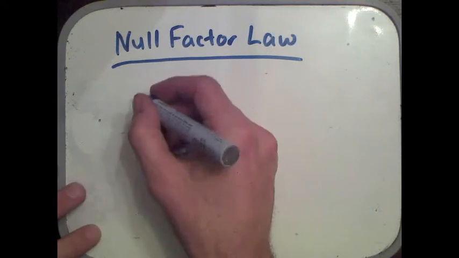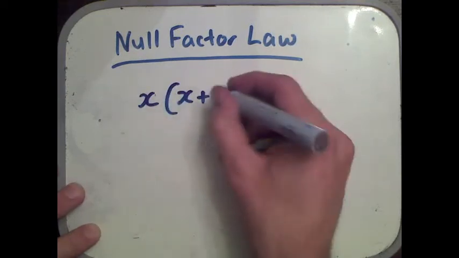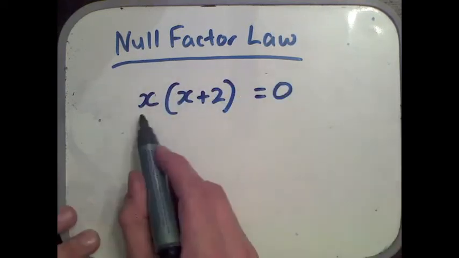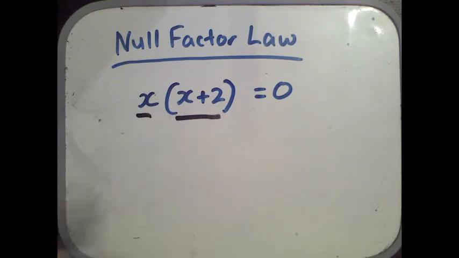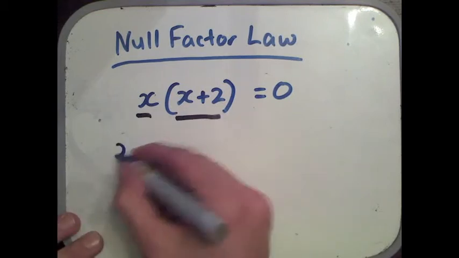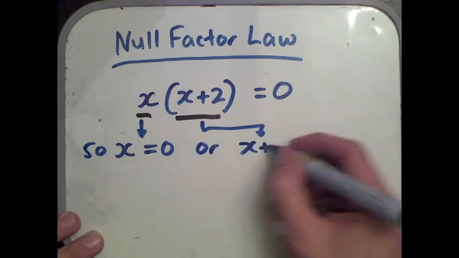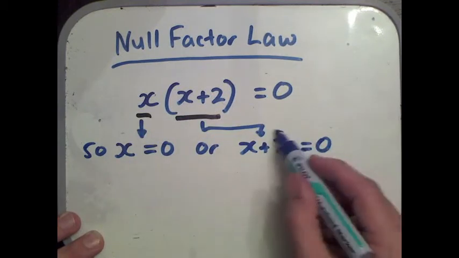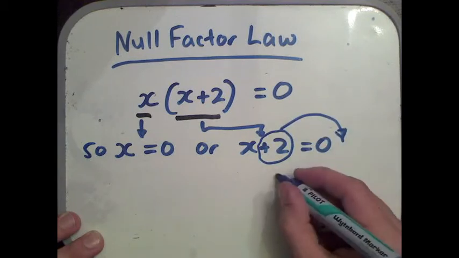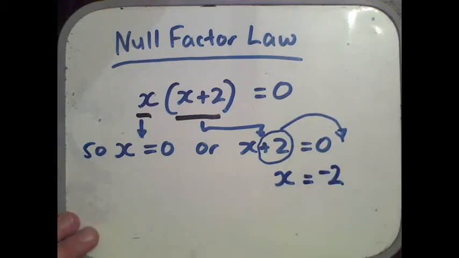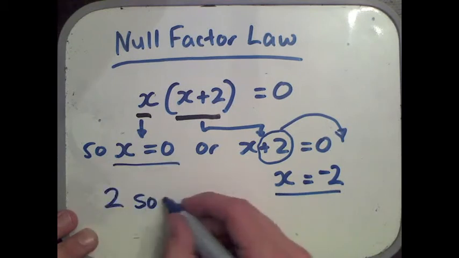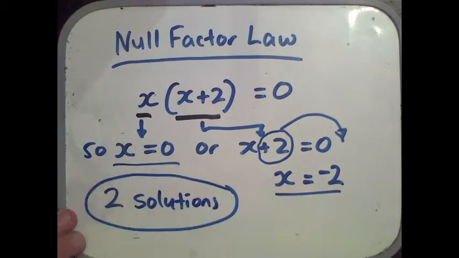Alright, so let's take a look at this example. We've got x multiplied by x plus 2. So therefore, what we can state is we've got the product of two things. So either x must equal 0 to make this true, or x plus 2 must equal 0. Now, x plus 2, we can solve this to find what x should equal. Therefore, x should equal negative 2. Bring it to the other side, it becomes negative 2. So what we do here is we've got two solutions.